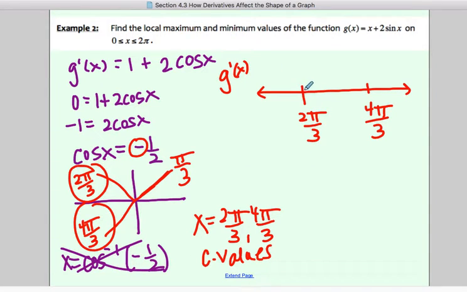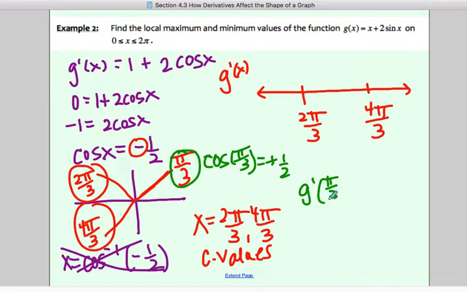So when I plug them in, for a number less than 2 pi over 3, I'm going to go ahead and do pi over 3 because we know what this value is for cosine. Cosine of pi over 3 is going to give us positive 1/2. So I plug it in here. My g prime of pi over 3 will be 1 plus 2 times cosine of pi over 3, which is 1/2. This is going to give us 1 plus 1, so 2, which is a positive number.